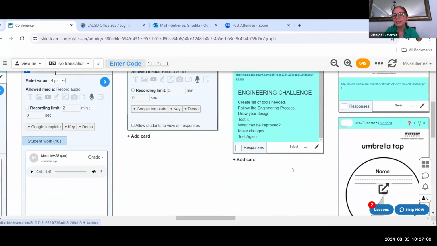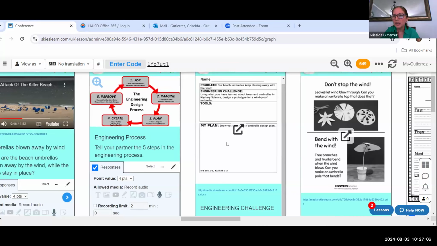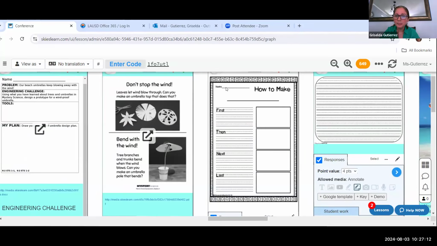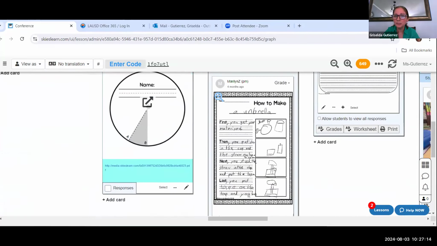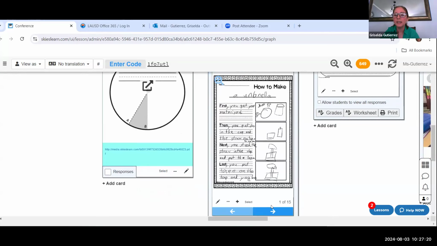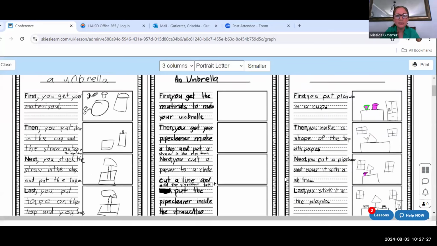I added the worksheet. All it is, is draw your tools that we're going to use. These are the tools, and your design plan of how we're going to create these umbrellas. And so they also had to explain how to make an umbrella. So they explain what happened first, next, and so on. So you've got the feature of them being able to write. And again, I love this print, because then you can see everybody's work.